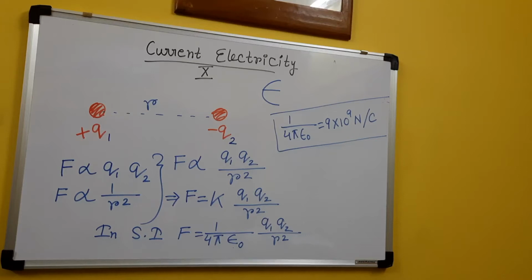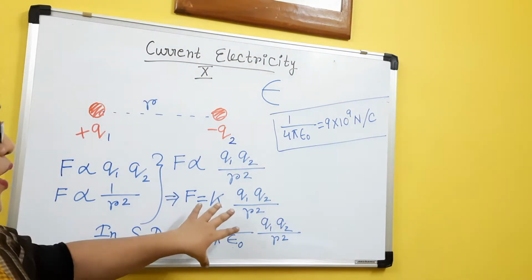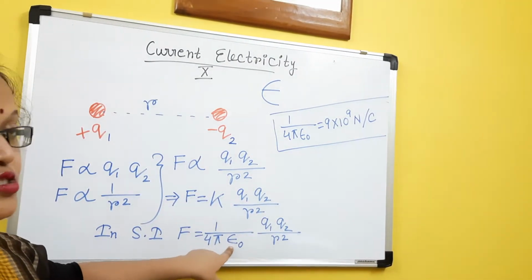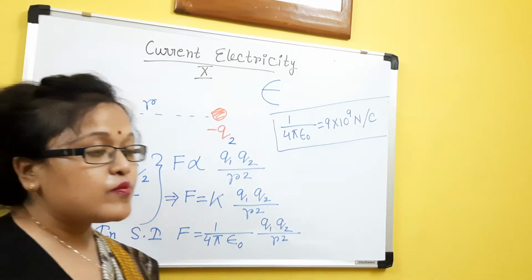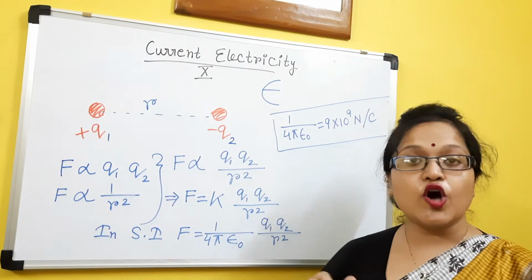Good morning class. In my past video I discussed Coulomb's law: if two charges are kept apart at a distance r, then they exert an attractive or repulsive force on each other, depending on Coulomb's law. Coulomb's law gives F equal to 1 by 4 pi epsilon 0 q1 q2 by r square, where 1 by 4 pi epsilon 0 is the free space permittivity, meaning the charge depends on the permittivity of the medium.